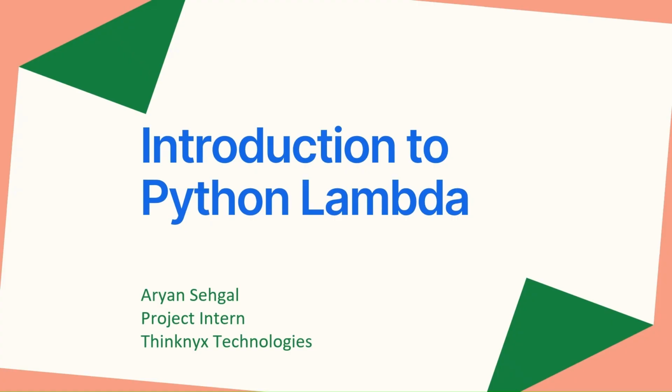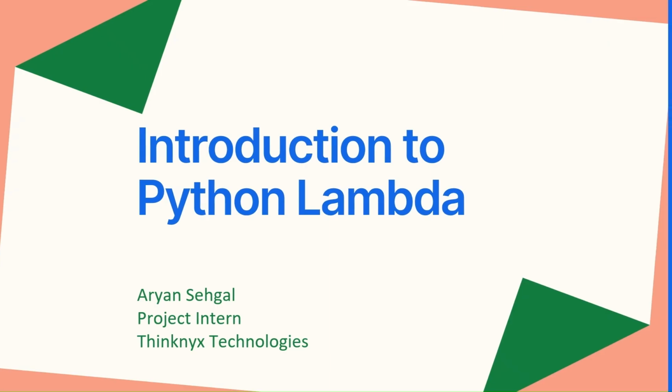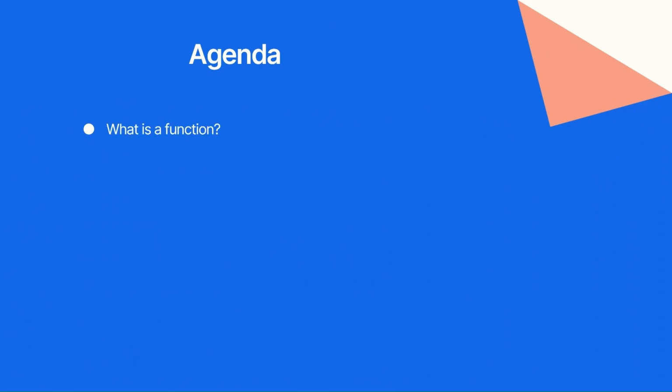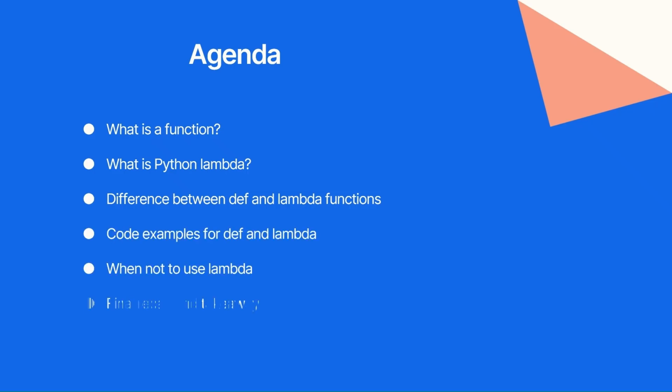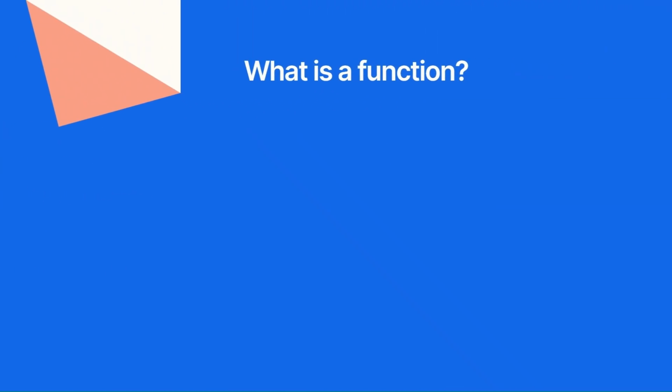Before we jump into the technical stuff, let's quickly look at what we'll be covering in this presentation. What is a function? What is Python Lambda? Difference between def and lambda functions, code examples of def and lambda, when not to use lambda, and a final recap and takeaway. This will help you not only understand lambda functions, but also know when and how to use them in real-world scenarios. Let's start with the basics.